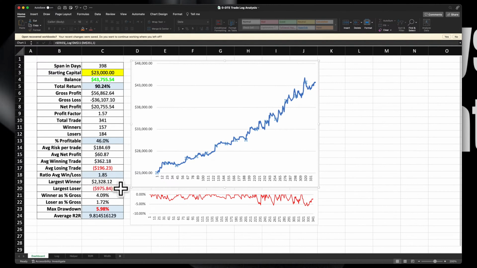Now this has been exaggerated a little bit, the largest loser, because I switched over to a 6-figure account. And so I've included some of that data. And so the previous largest loser was much smaller than that. That was using a much larger account. Well, anyways, I'll explain that in a little bit.